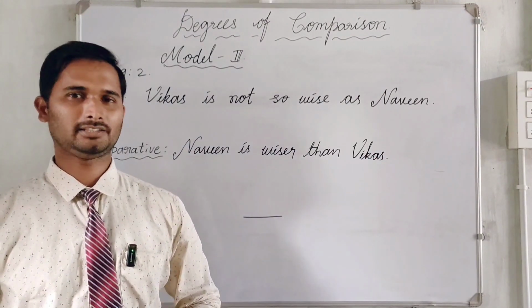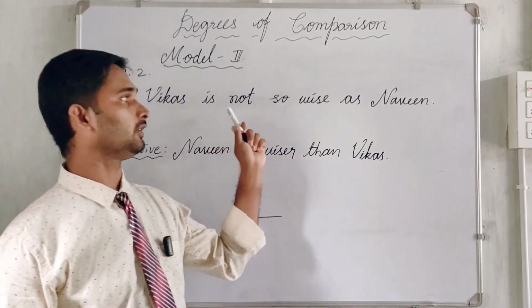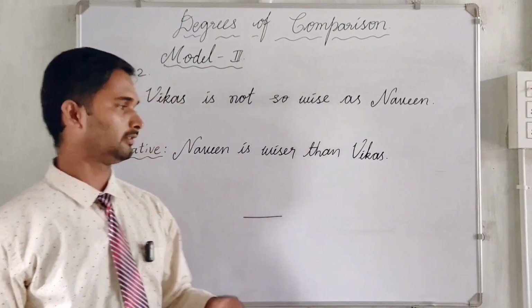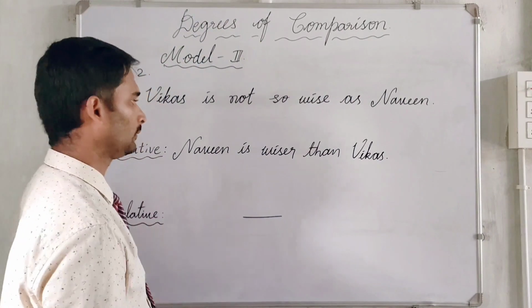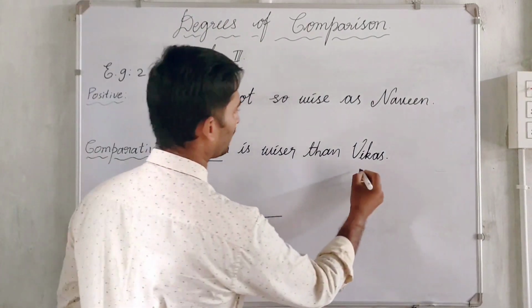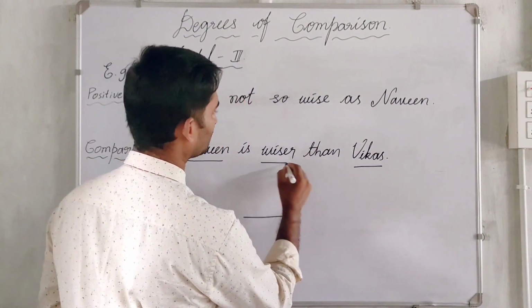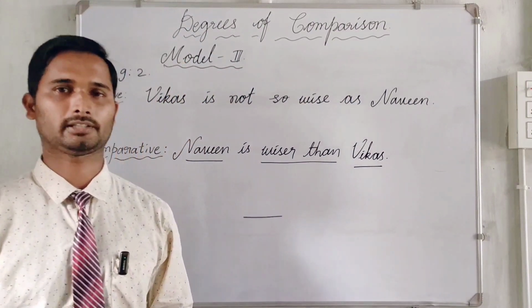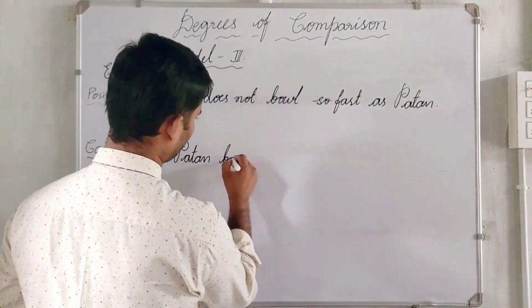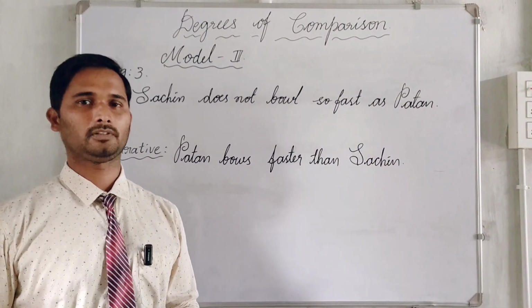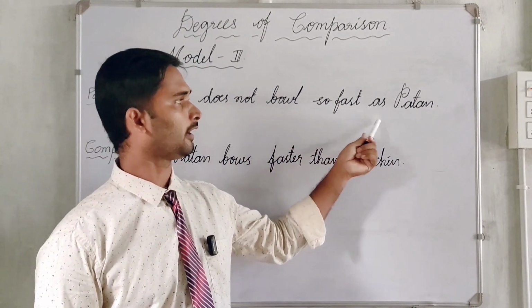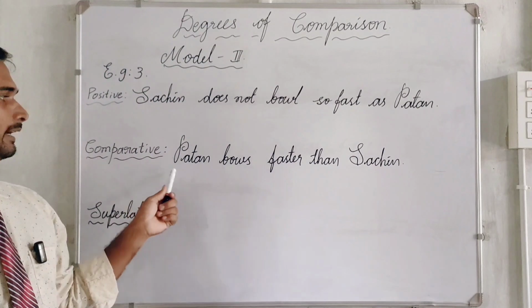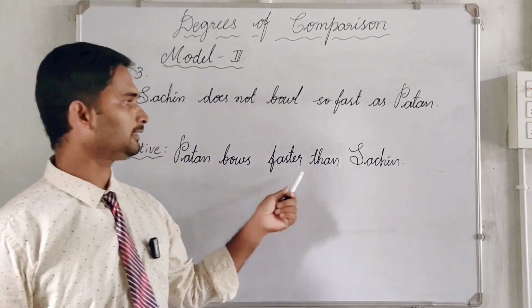Model 3. Let us see some more examples. Vikas is not so wise as Naveen. Comparative form: Naveen is wiser than Vikas. Only comparison is made between two people, Naveen and Vikas. Wiser than is a key point. Let us see one more example of Model 3. Sachin does not bowl so fast as Pathan. Comparative form: Pathan bowls faster than Sachin.